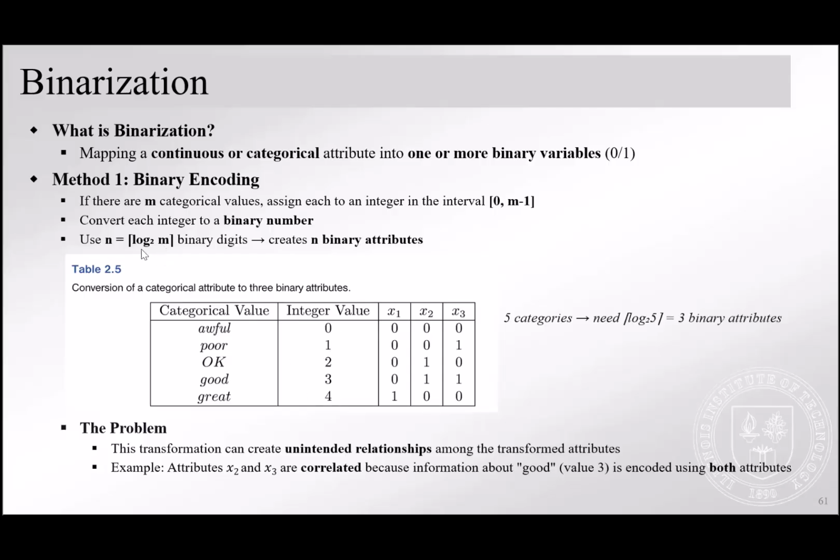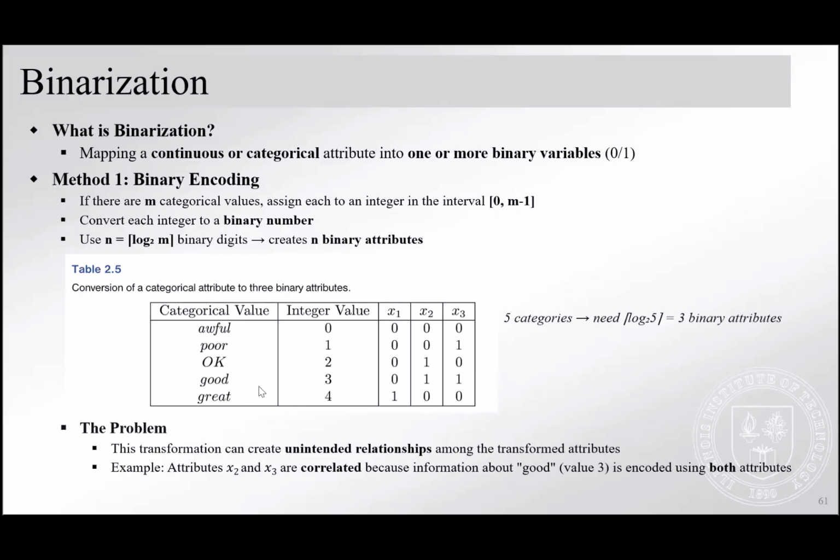I take the value of m and compute the ceiling of log base 2 of m, which is 2.3 something. So with the ceiling, we need 3 binary attributes, x1, x2, and x3. That is how many bits I need to represent all the values that we have. All right, so you can start with all of them: 0, 1, 2, 3, 4, and so on.